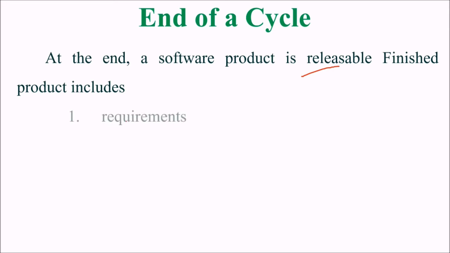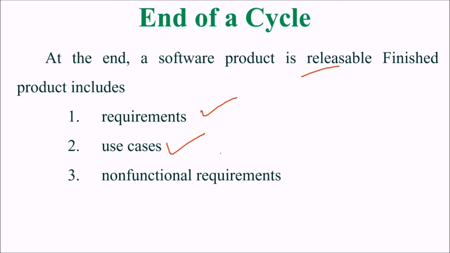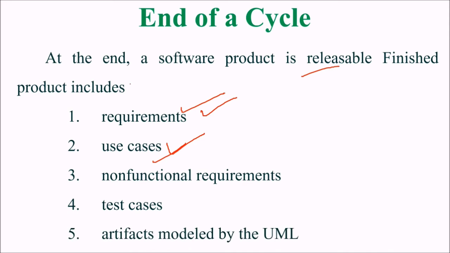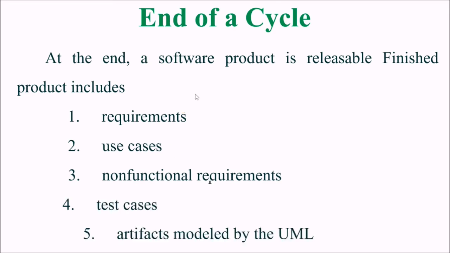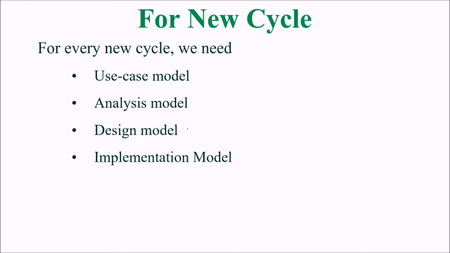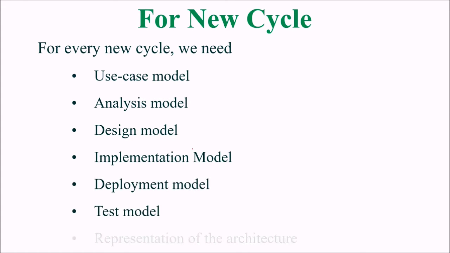The finished product includes requirements, the use cases, the non-functional requirements and the test cases. So at the end of the cycle, the software product will have requirements, use cases, non-functional requirements and test cases, and also the artifacts which are modeled by the UML. And for every new cycle, we need a use case model, analysis model, design model, implementation model, deployment model, test model, and a representation of the architecture.